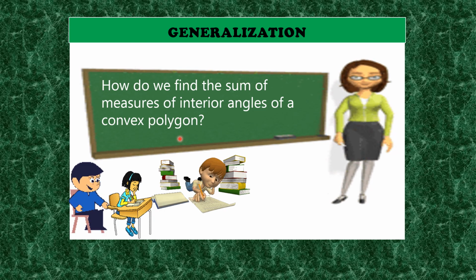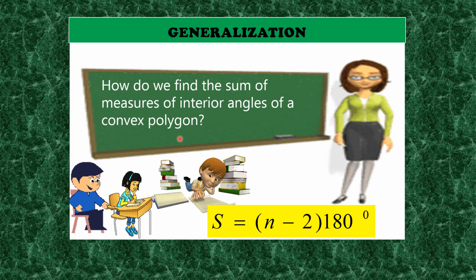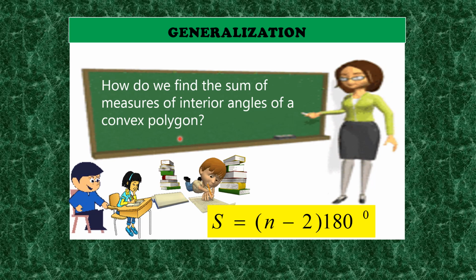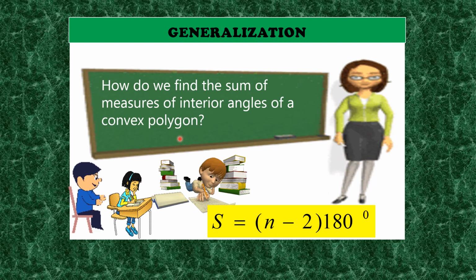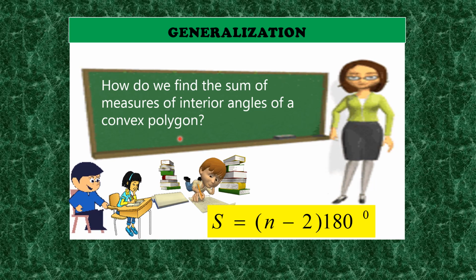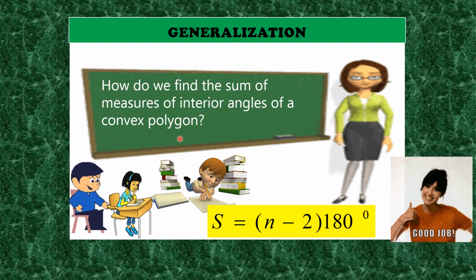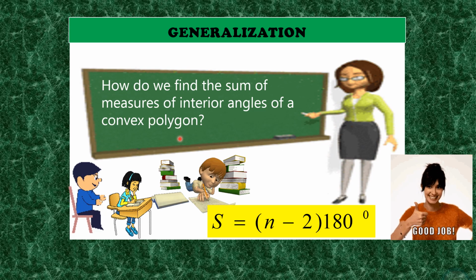Very good, Nilda. The answer is we use the formula S equals n minus 2 times 180 degrees, wherein S is the sum of the measures of the angles of a polygon and n is the number of sides. Good job!